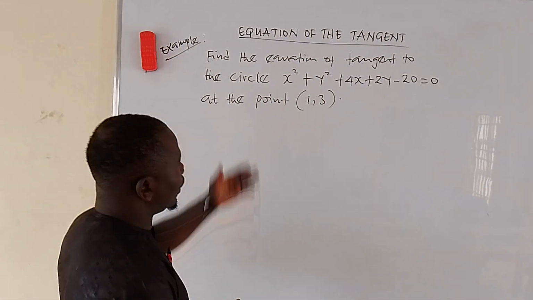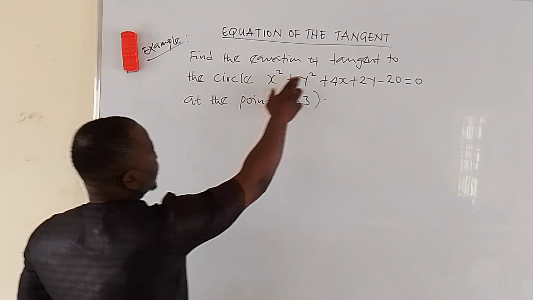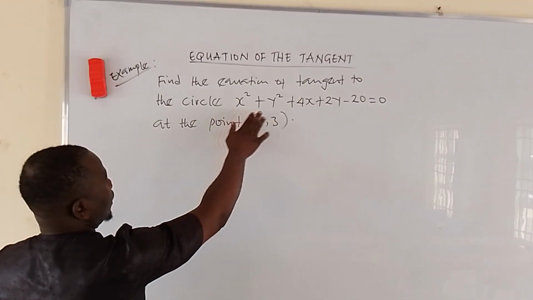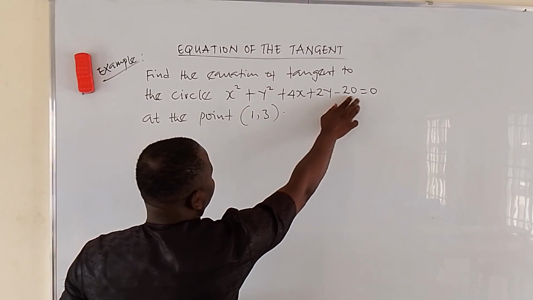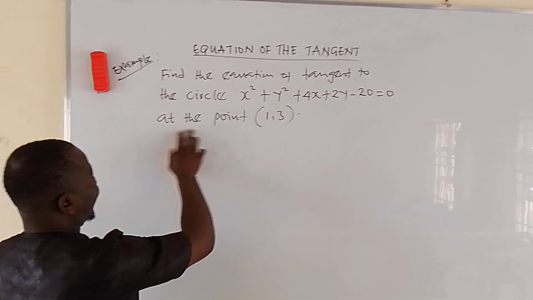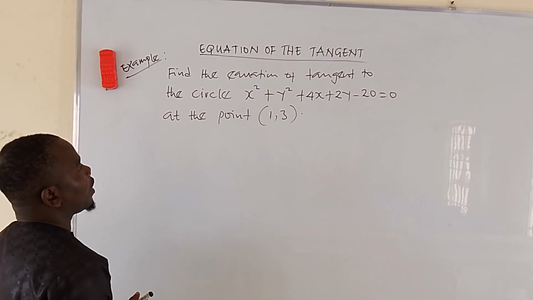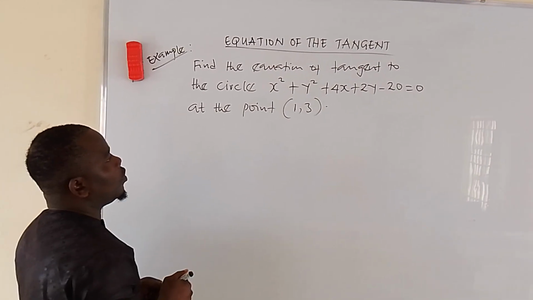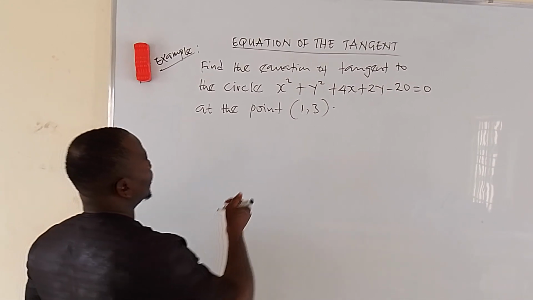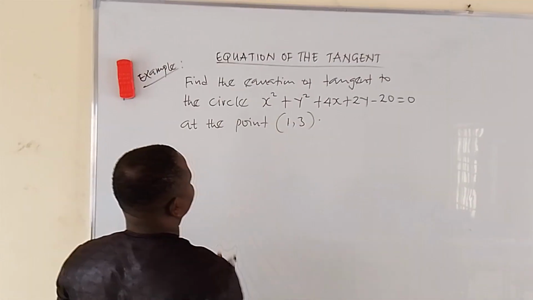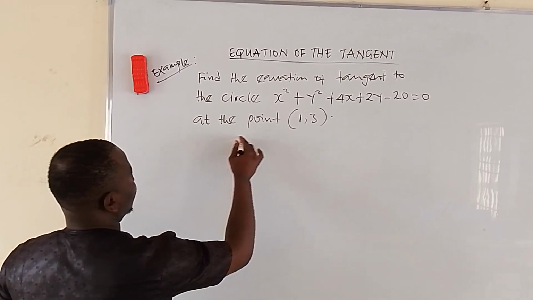Okay, so let's look at this. It's simple as ABC. We are to find the equation of tangent to the circle x squared plus y squared plus 4x plus 2y minus 20 equals 0 at the point (1, 3). At first, we are going to write down the formula or equation of the tangent. Let's write the solution.